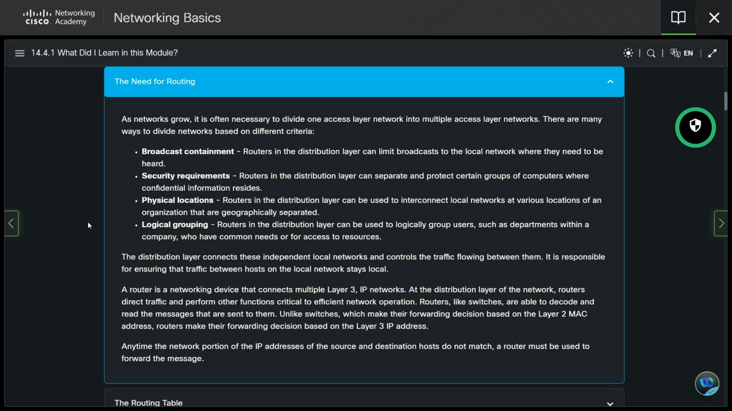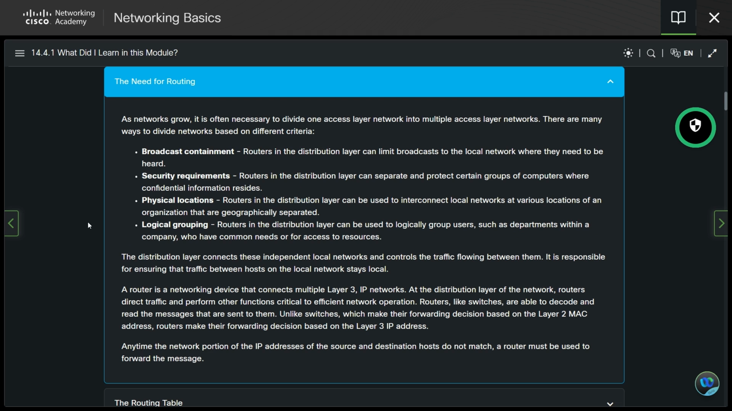As networks grow, it's often necessary to divide one access layer network into multiple access layer networks. There are many ways to divide networks based on different criteria. The first is broadcast containment. Routers in the distribution layer can limit broadcast to the local network where they need to be heard.